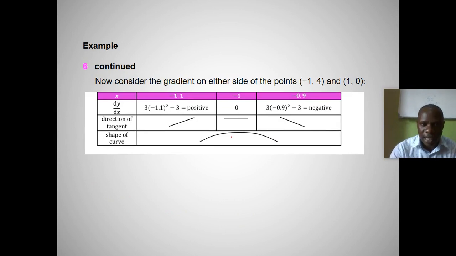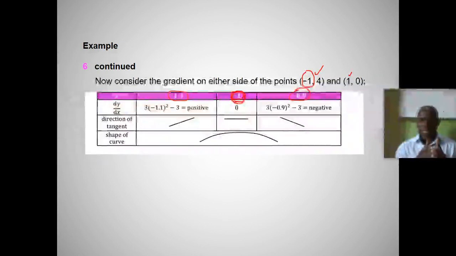Now, the first point we are checking is -1. Before we check the other one, first let's check -1. So look at the drawing. This is -1 here. Can you see -1? After -1, we have -0.9. Before -1, we had -1.1. So on the sides of -1, there is -1.1 and -0.9.